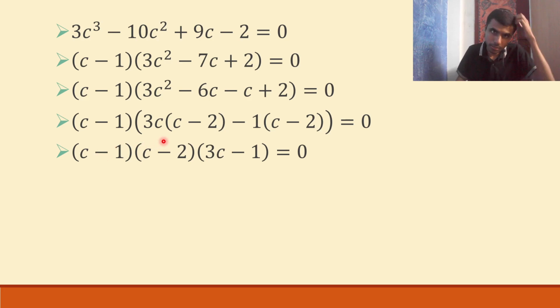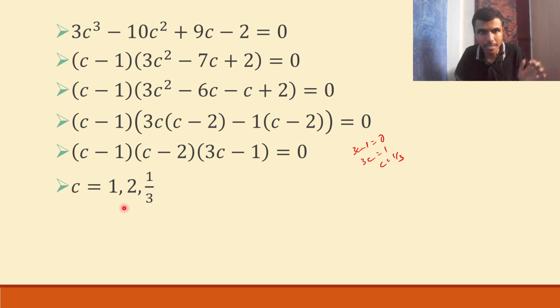c minus 1 is 0, so c will be 1. c minus 2 is 0, so c will be 2. And 3c minus 1 is 0, that is one more case. So 3c is 1, that means c is 1 by 3. So c can be 1, 2, or 1 by 3.